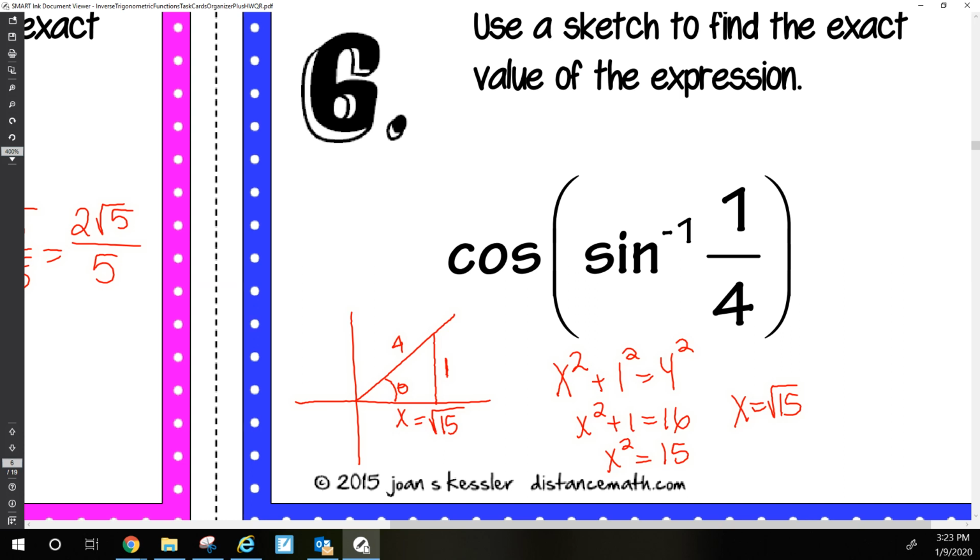So my cosine for this guy is going to be adjacent over hypotenuse, which is square root of 15 over 4. And that's number 6.